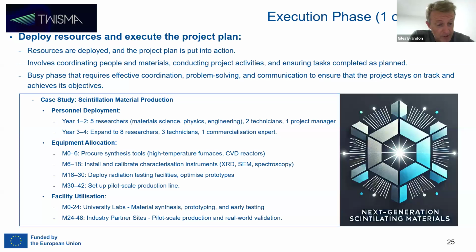Looking further down, facility utilization. So we're saying here, look, between months 0 and 24, we need to have access to these university labs for material synthesis, prototyping, and early testing. Month 24 to month 48, industry partner sites need to be available for the pilot scale production and real world validation. But as already mentioned with equipment allocation, you always need to think in advance.